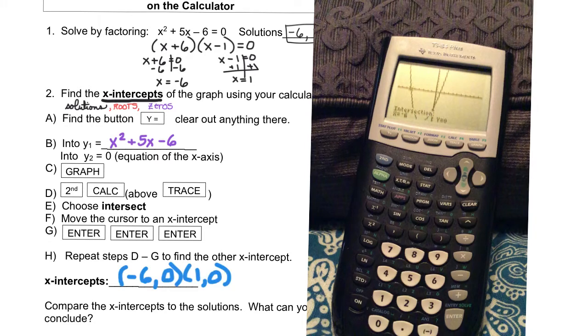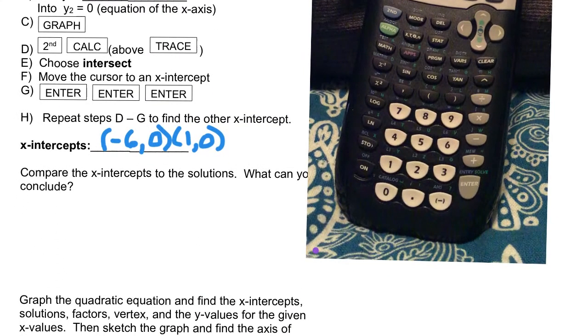When you compare the x-intercepts to the solutions that we found, you can deduce that they are exactly the same thing. Now there's one caveat in what we've done. If you're finding the intersection of the quadratic function and y equals 0, you must have the line y equals 0 in the second equation in y equals. Otherwise, there will be nothing to intersect and you will not be able to find the solutions.